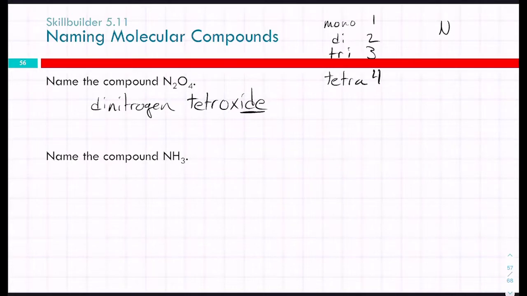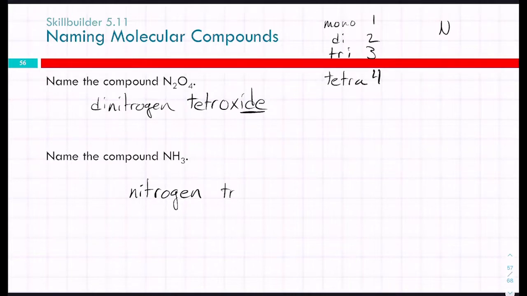How about for this next compound? How do we start naming this? Mono? Yeah, it would be mononitrogen, but usually we drop the mono for the first. So it'd just be nitrogen. But you're right, mono meaning 1. And then for hydrogen?